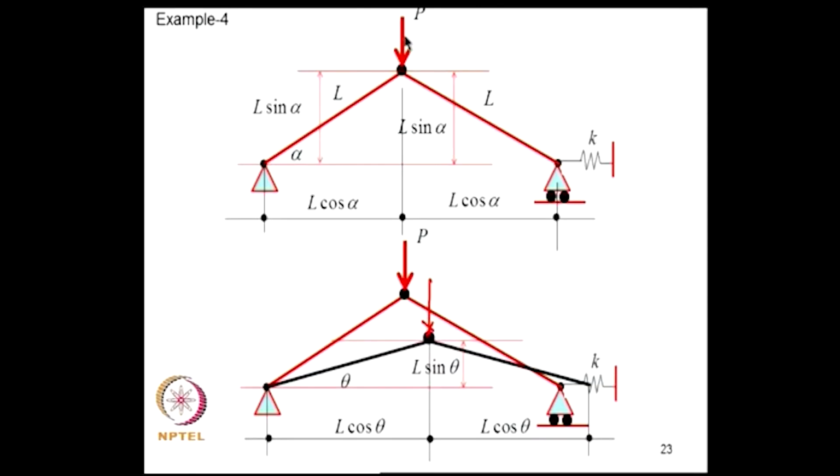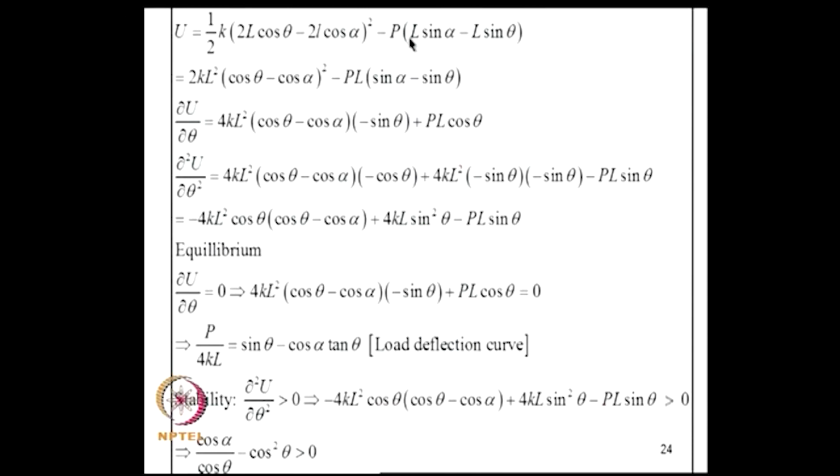Similarly, the work done by p is p into this vertical distance, and this vertical distance here is L sin alpha, whereas here it is L sin theta. So, the distance through which this has moved is L sin alpha minus L sin theta. Okay, so that is this. So, we can take out 2L outside and rewrite this expression, and now we are ready to investigate the stability.